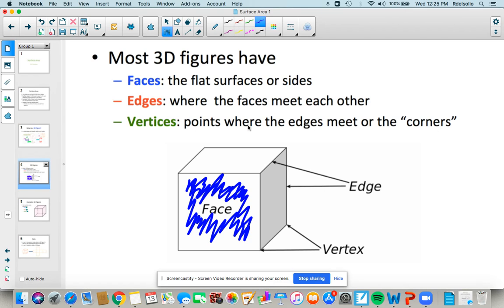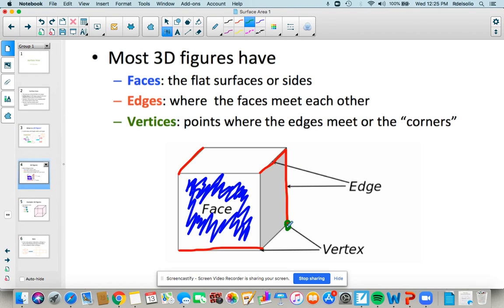Then the edges are where the faces meet each other. So this is an edge in red here, then we have another edge here, right? I could keep going. This is an edge. We have an edge down here. These are all edges. Okay? And then vertices, or we can call them vertex as well, one point. So vertices are points where the edges meet, or you can also think of it as the corners.